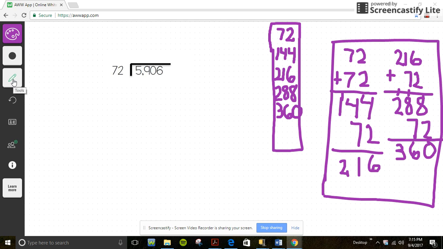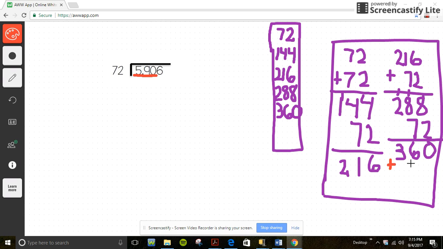So we begin over here. I'm going to change my color to red. And we ask ourselves, how many times does 72 go into 5? That step is not changed. It does not. How many times does it go into 59? It does not. And then we go to 590. And the problem is over here, we don't have any that is close enough. So that tells us we need to go back to adding.